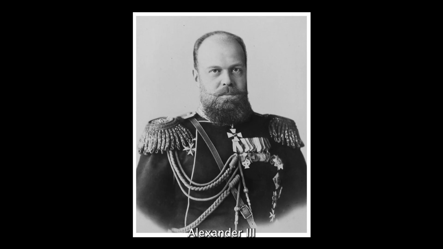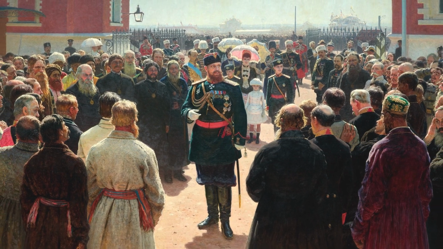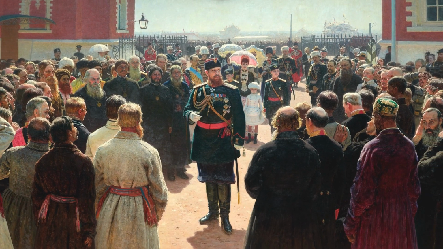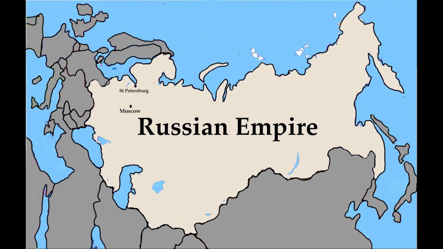Alexander III was known as a tough guy, and his reign was marked by a complete crackdown on radical groups and a shift away from his father's more liberal reforms. He died quite young in 1894, and a 26-year-old Nicholas II came to the throne. Russia at this time was a massive empire, but they definitely had threats to deal with.